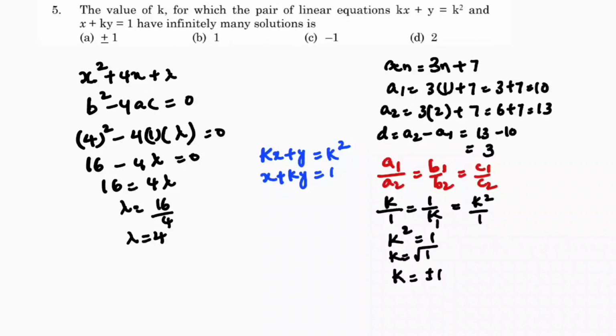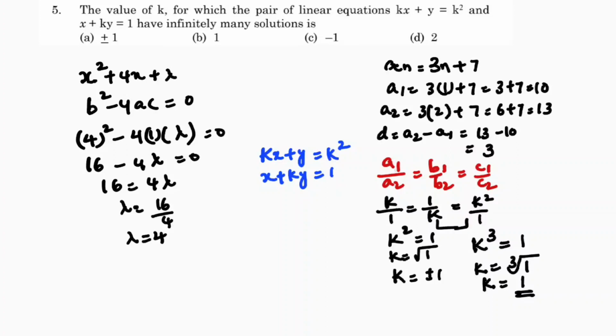But check the third condition once. Here you are getting k cube. If you cross multiply, k cube equals 1. So k equals cube root 1, which is nothing but plus 1 only. So plus or minus 1, 1 and minus 1, 3 options are given in the question. But the correct option will be only 1, because if you take minus 1, it will not satisfy.